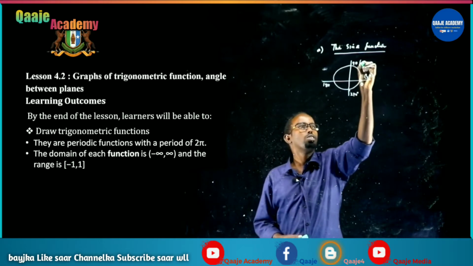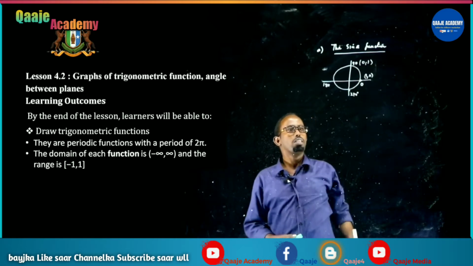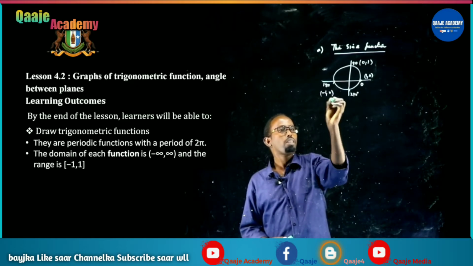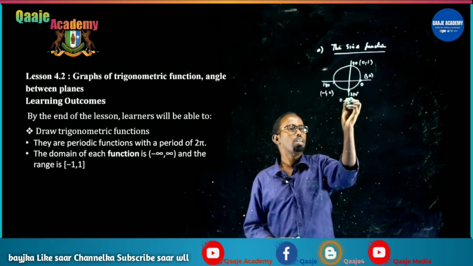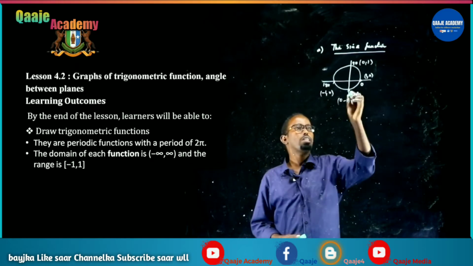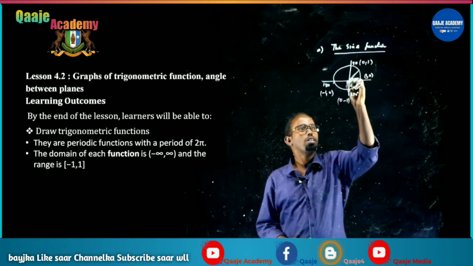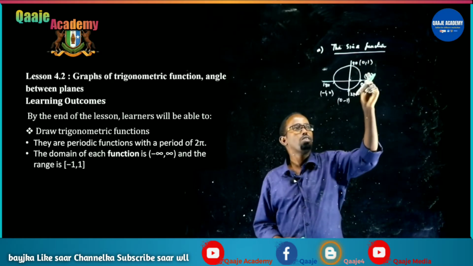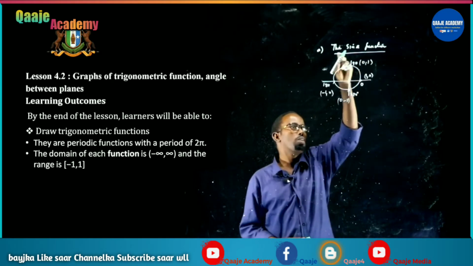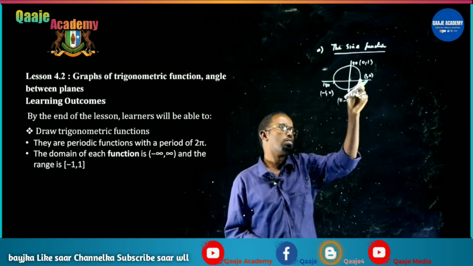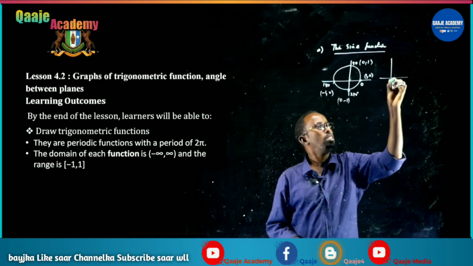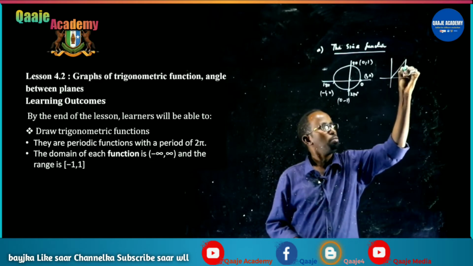The coordinate there is 0, 1. The coordinate is negative 1, 0. The coordinate is 0, negative 1. And then, angle: this direction is counterclockwise or anti-clockwise, and this side is clockwise. So I'll be picking the first quadrant.